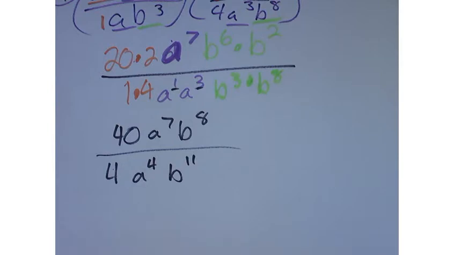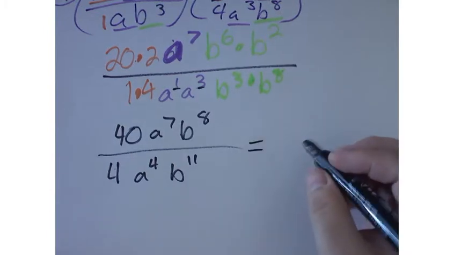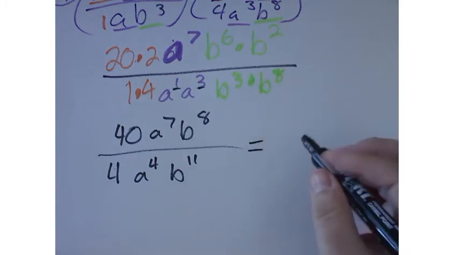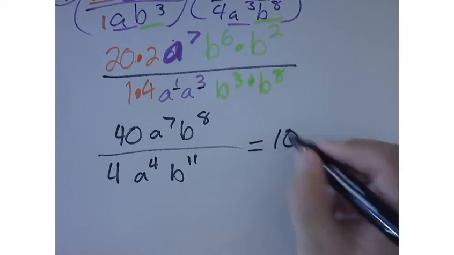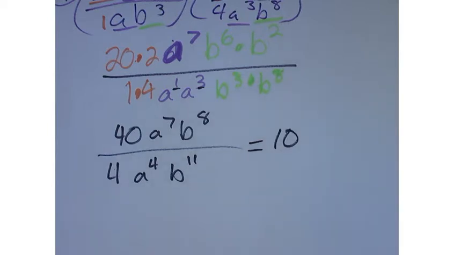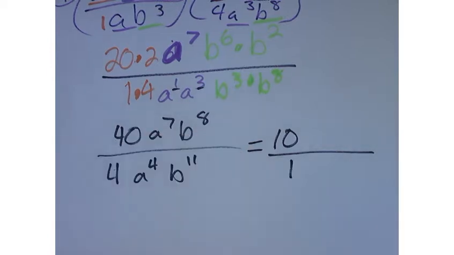So now here's the thing. We want to simplify this. So before I simplify it, well, what's 40 divided by 4? 10, right? But really it's 10 over 1. So let's put it as 10 over 1, right? Maybe we'll simplify that a little more in a second.